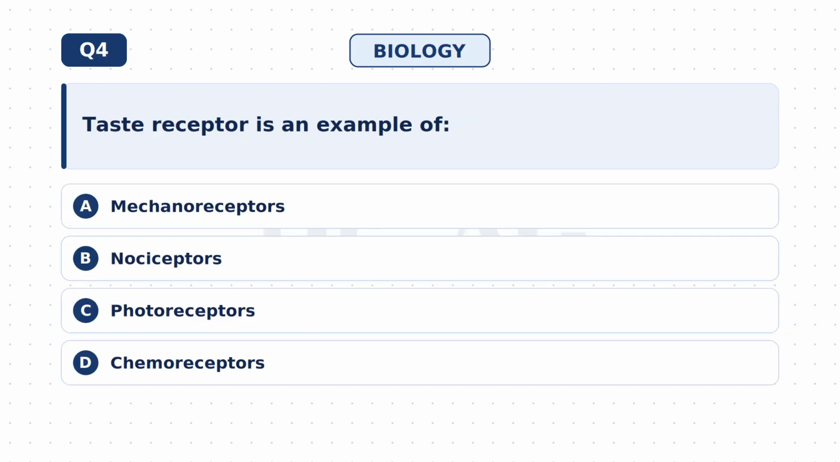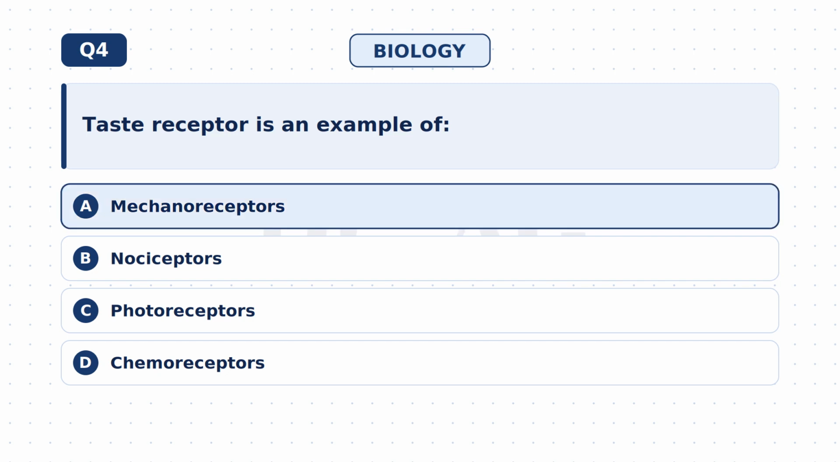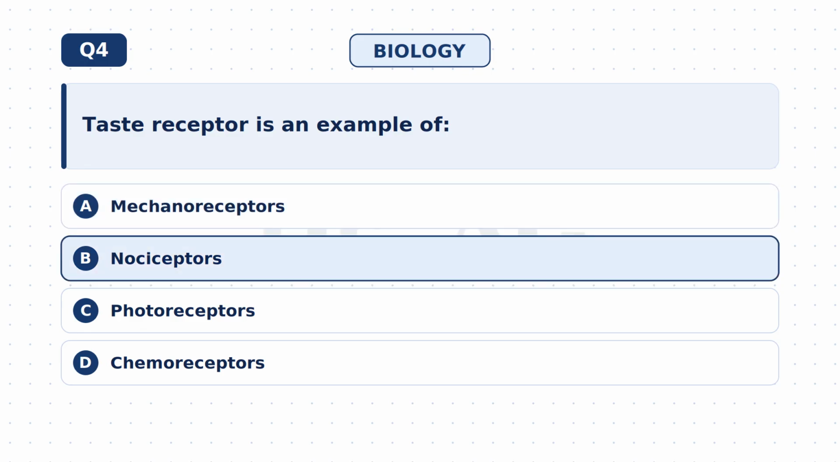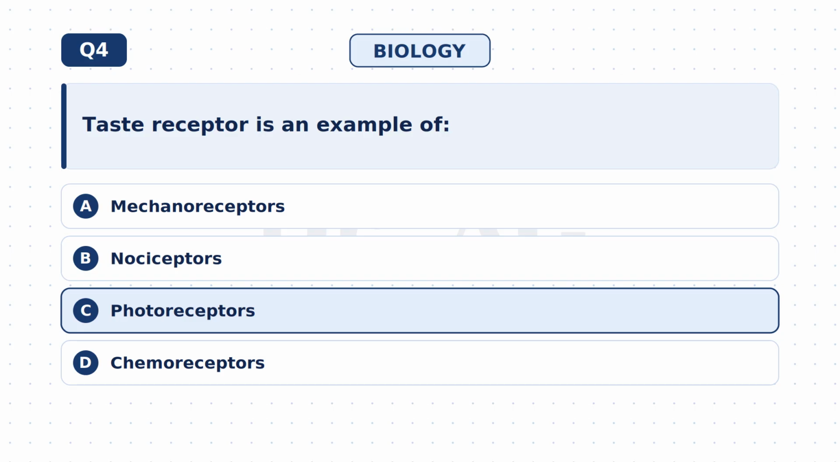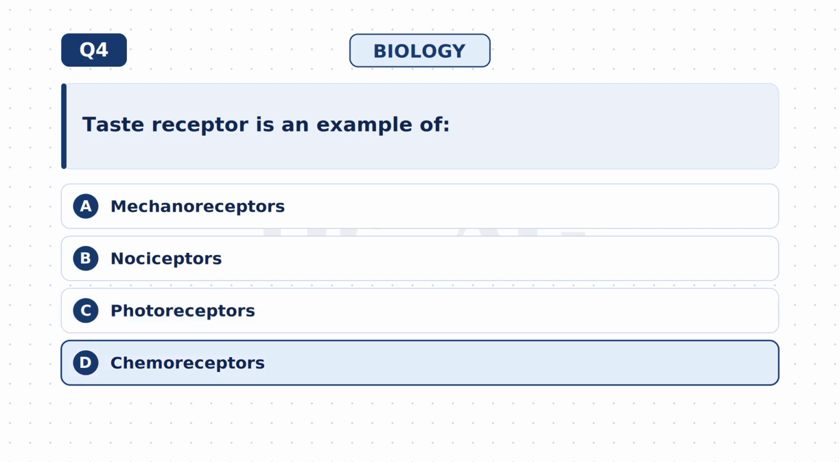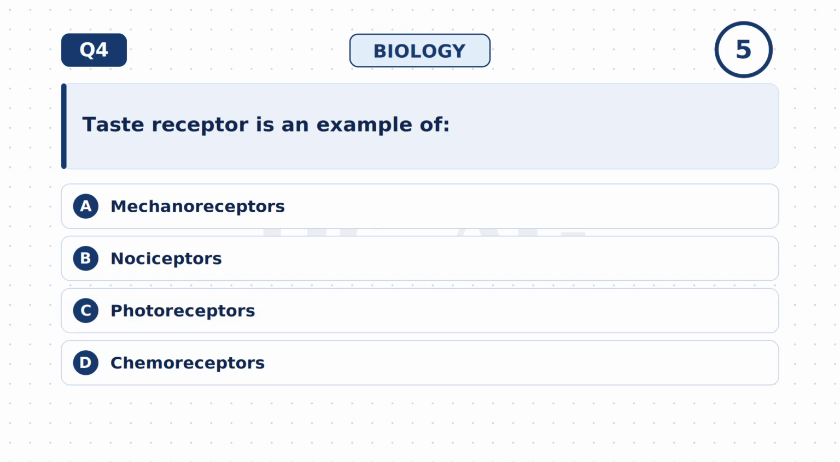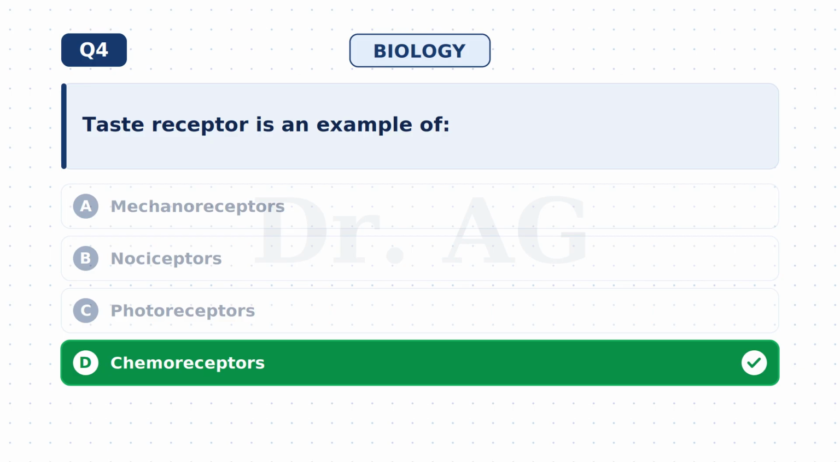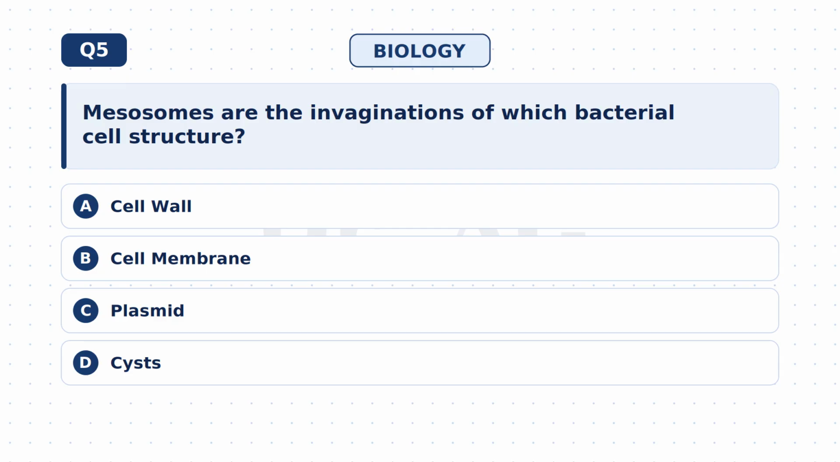Question 4. Taste receptor is an example of Option A. Mechanoreceptors. Option B. Nociceptors. Option C. Photoreceptors. Option D. Chemoreceptors. The correct answer is D. Chemoreceptors.